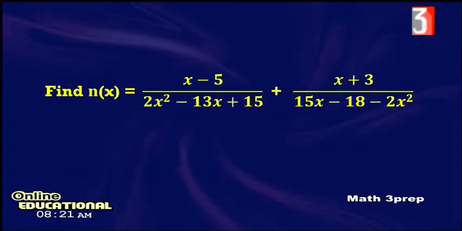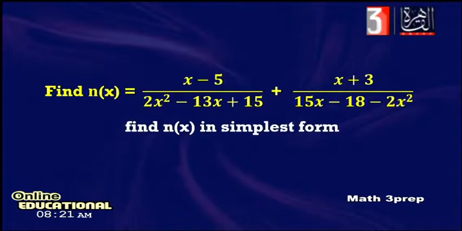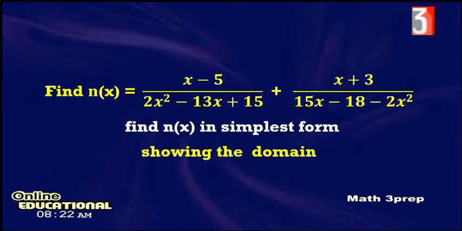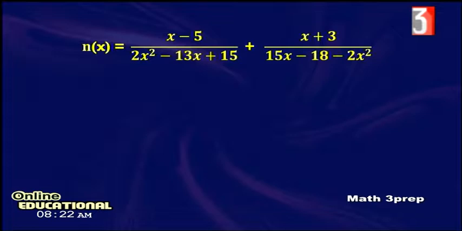Find n of x equals (x minus 5) over (2x squared minus 13x plus 15) plus (x plus 3) over (15x minus 18 minus 2x to the power of 2), showing, of course, the domain. Find the value of n of x in simplest form and show the domain of n of x. Then, first of all, you have n of x equals (x minus 5) over (2x squared minus 13x plus 15) plus (x plus 3) over (15x minus 18 minus 2x to the power of 2).